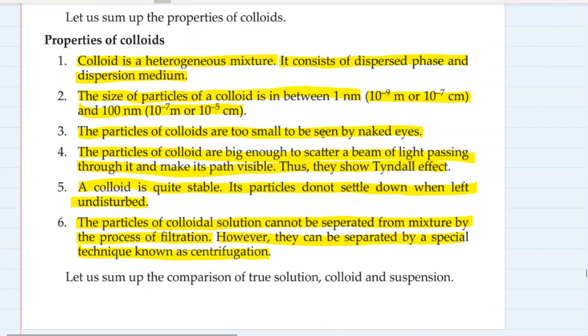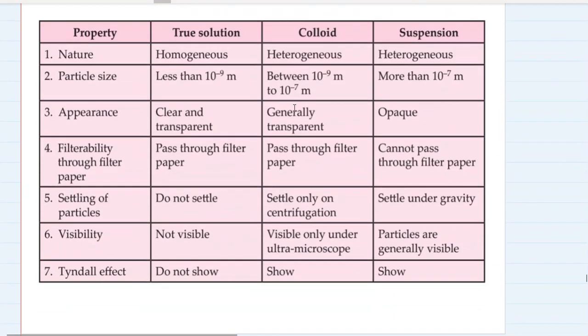Let's sum up the comparison of true solution, colloids and suspensions. These are the points of differences on the basis of the nature, particle size, appearance, filterability through filter paper, settling of particles, visibility and Tyndall effect. 7 points of differences. Let's go through them quickly. So true solutions are homogeneous, colloids and suspensions are heterogeneous. The size of particles, which we have already discussed. Appearance of true solution is clear and transparent.